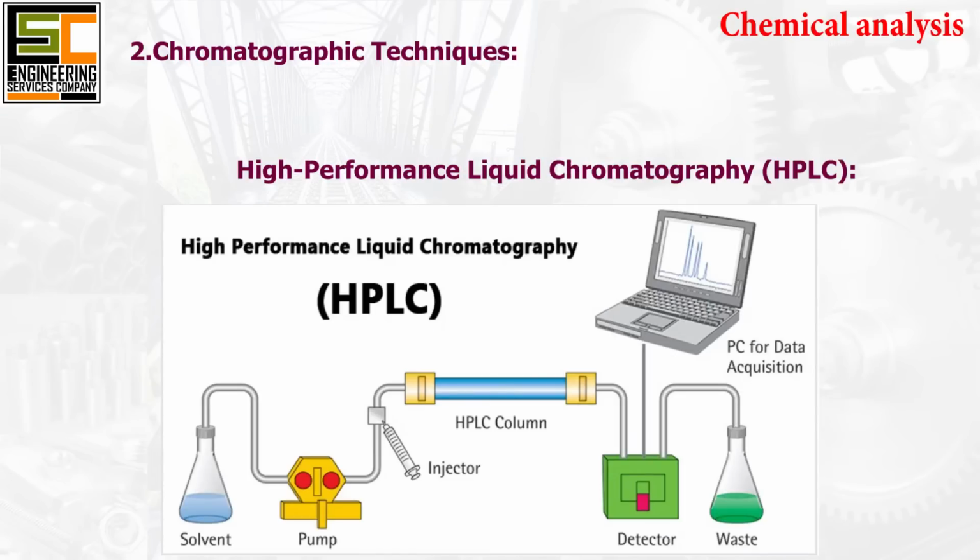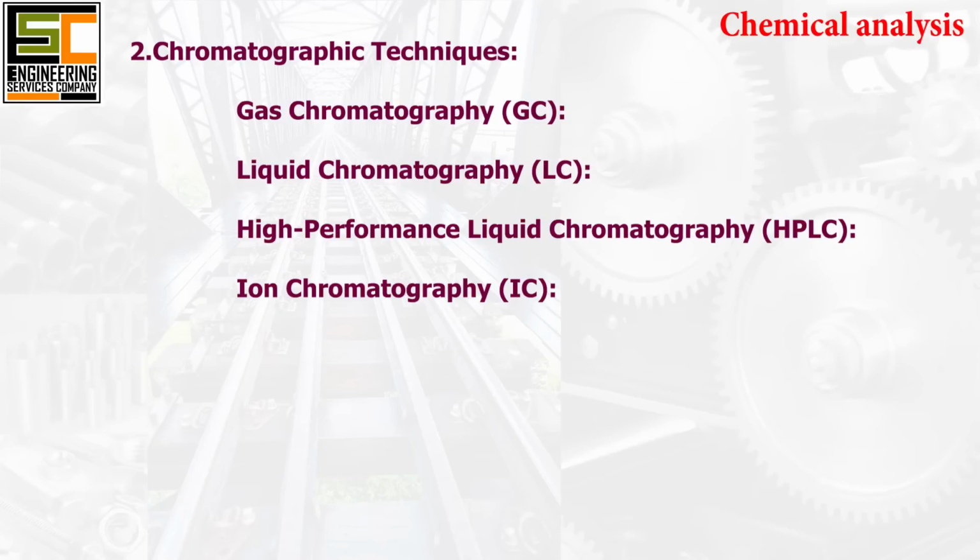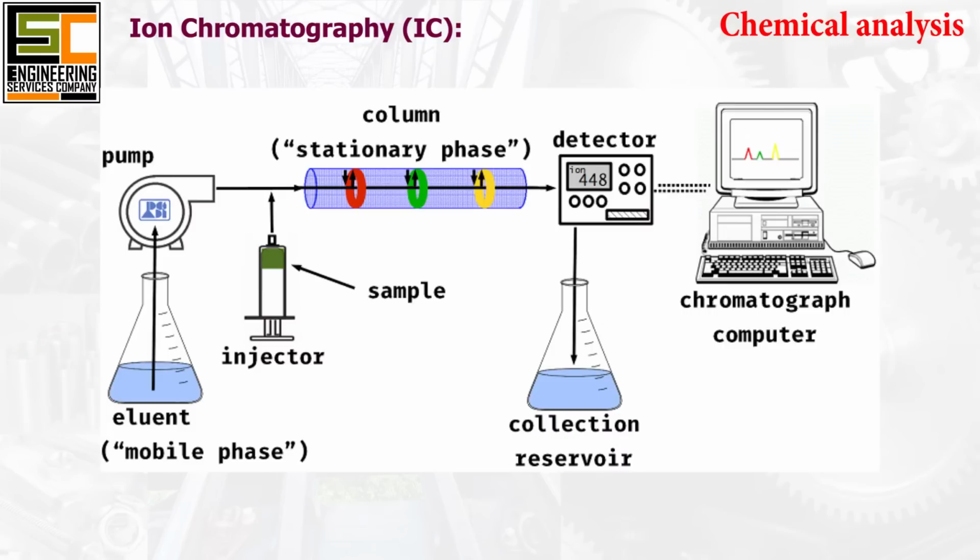High-performance liquid chromatography, HPLC, is a form of liquid chromatography that uses high-pressure pumps to achieve faster separations and higher resolution. Ion chromatography, IC, separates and analyzes ions in a sample based on their charge using ion exchange resins or ion-selective columns.